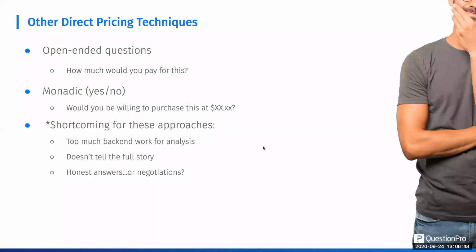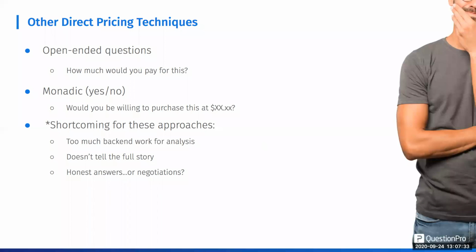There are other forms of direct pricing techniques as well. They're a lot simpler. You can ask open-ended questions, like how much would you pay for this? And then your respondent provides you with a numeric answer. You could also ask yes or no: would you be willing to purchase this product at $20 or at $30? The problem with each of these is there's too much work on the analytics end, not the survey development end. It also doesn't tell the full story. It doesn't bring the data full circle.